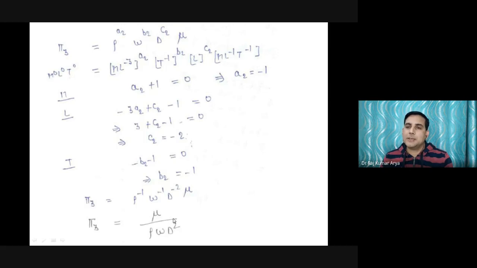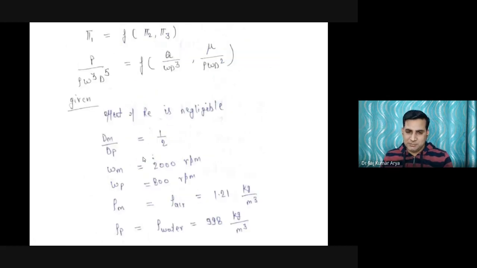If you want to add that particular term, energy per unit mass, you can also have that. Add this particular, you will get a fourth pi group also, which I have not done because we are not doing any calculation based on that. Therefore I have not added it there. So finally you got 3 pi groups here. One is your power number, one is your flow coefficient, flow number, and the Reynolds number.